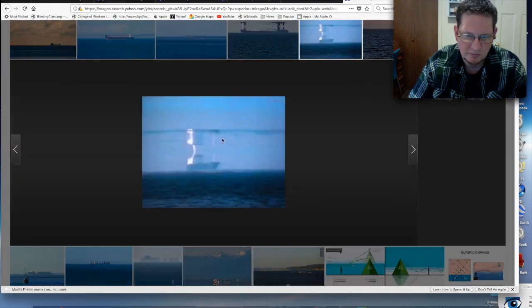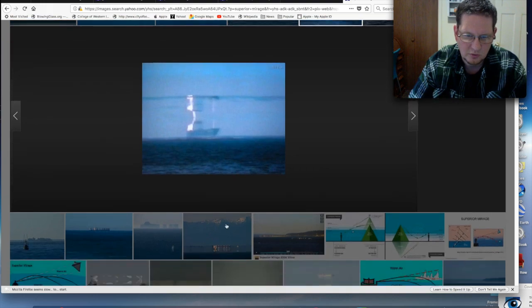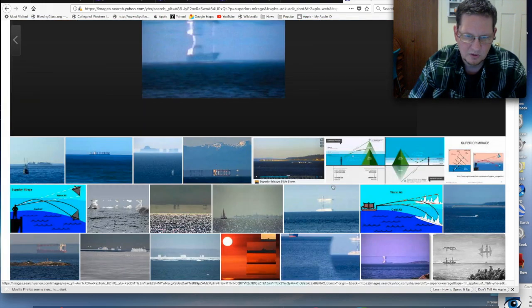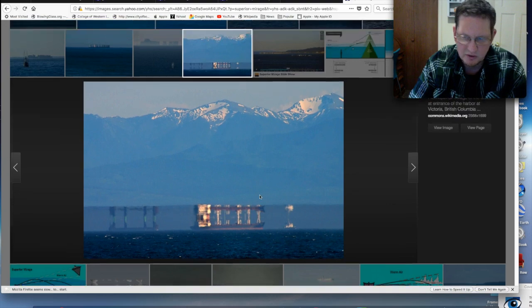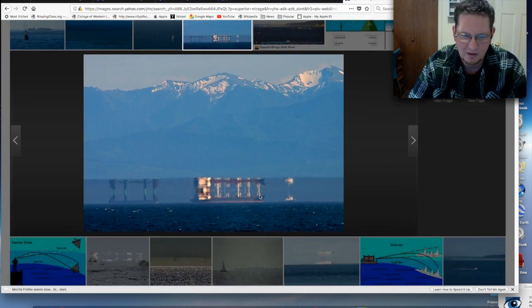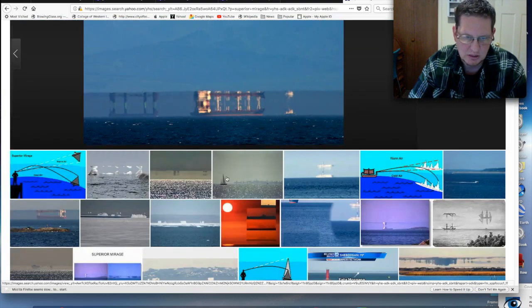So anytime you have a clear view of something, there's no atmospheric disturbance. Now you can look at these mountains and see, okay, these mountains are on the other side of the water, but you have a superior mirage right here. Basically there's a ship on the water and an inverted image directly above it. It's an atmospheric condition that causes that.